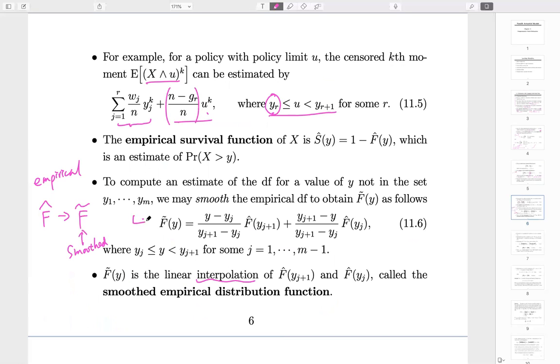So using that idea, we easily see why we have 11.6. At those points, the yj's, f tilde coincides with f hat. But between any two y's, we use a straight line to connect them, instead of leaving it flat. So that's what we do. The weight, obviously, for yj will be the distance from the next y(j+1) minus y. That's very easy. As long as you draw the straight line, you will see this.